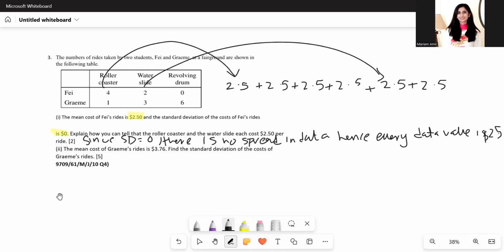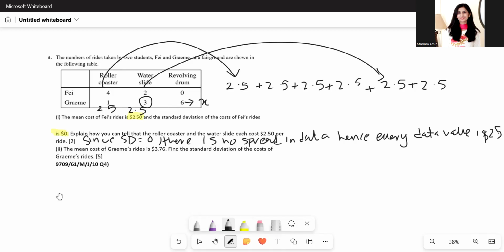Okay, the mean cost of Graeme's ride is 3.76. Find the standard deviation of the cost for Graeme's ride. So for the standard deviation, I need all the data values. I know each roller coaster ride costs $2.5. And we know that each of these 3 rides also costs 2.5, because we've established from part 1 that the roller coaster ride and water slides ride each cost $2.5. But what about these 6 rides? How much does each of these cost?